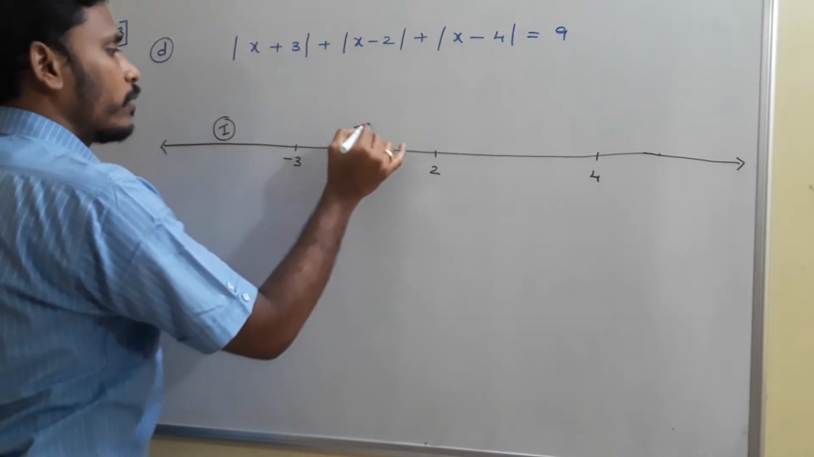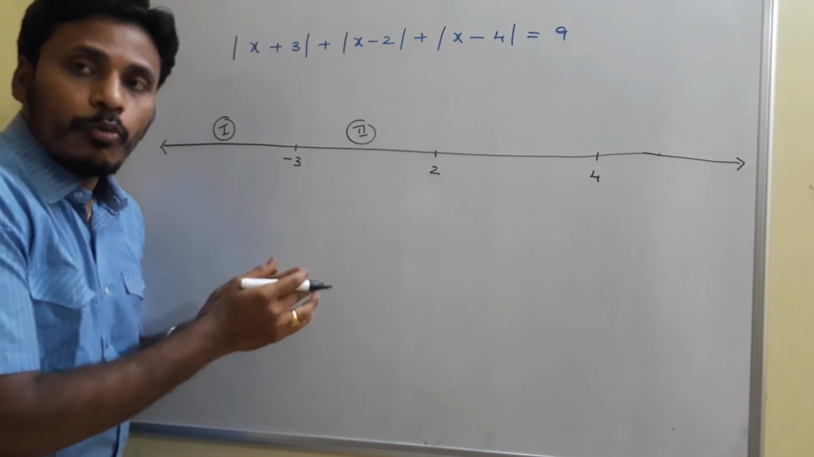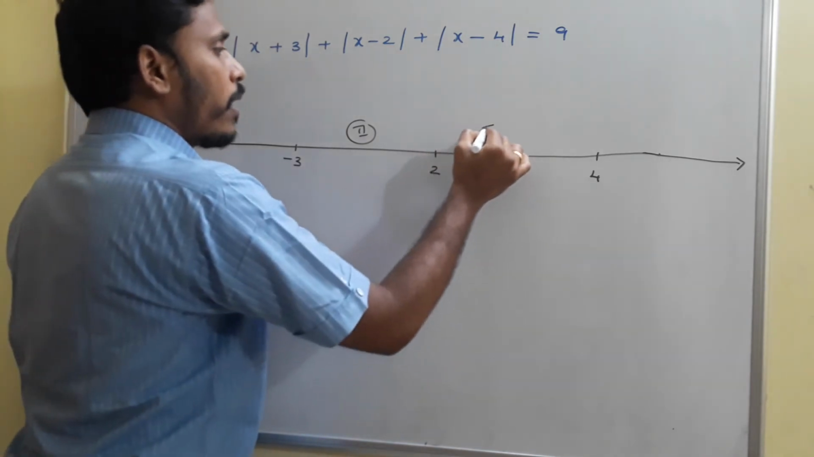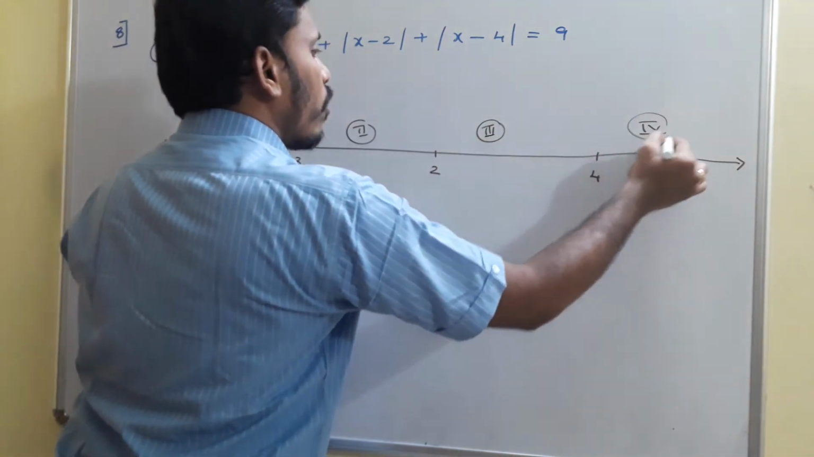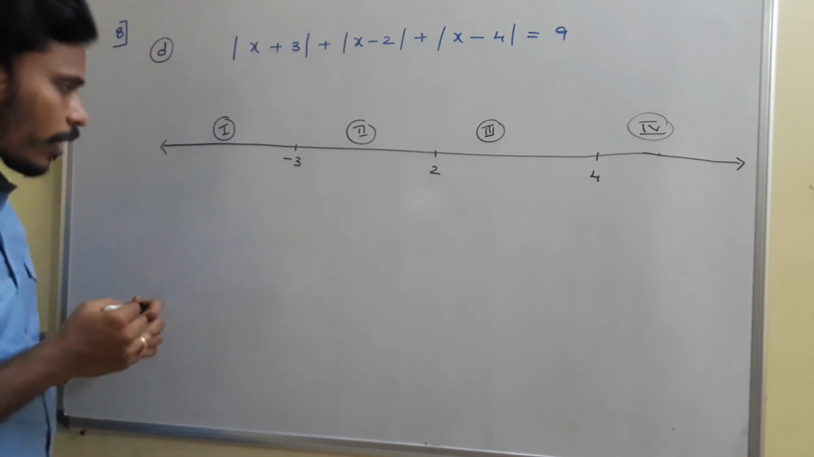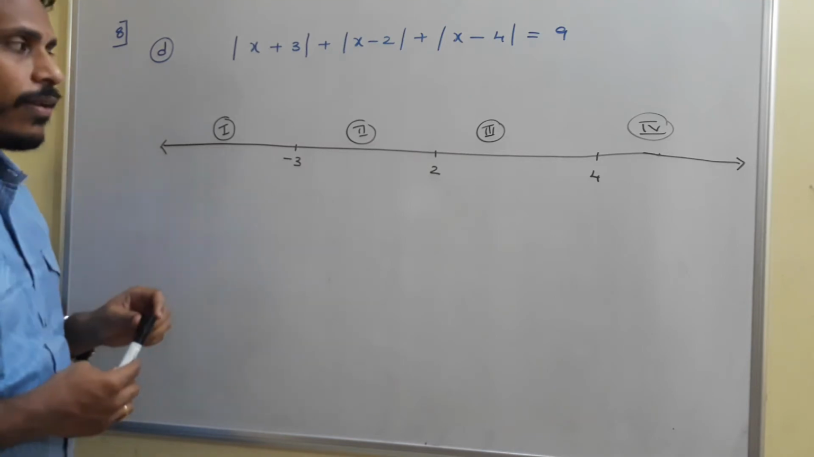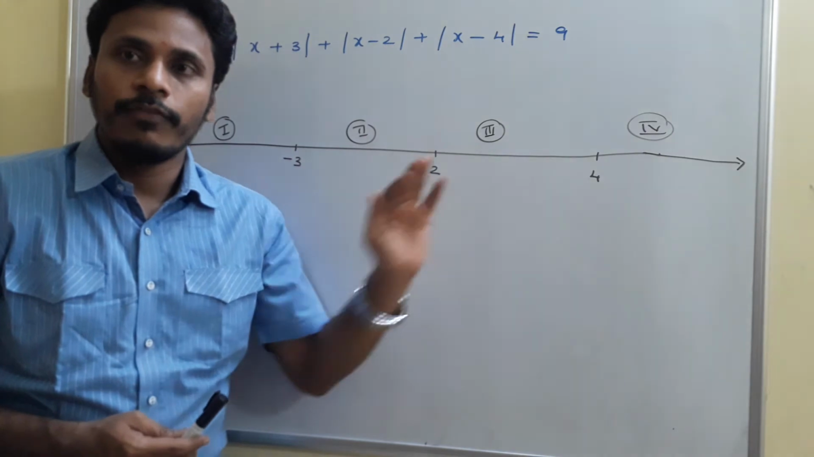Okay, we have 3 critical points, and these 3 points will divide the total number line into 4 parts: first part, second part, third part, and fourth part. We need to solve the problem in these 4 regions separately. Now, as I mentioned, just think about it. In the first region, what will happen? In the second region, what will happen? In the third region as well as the fourth region.